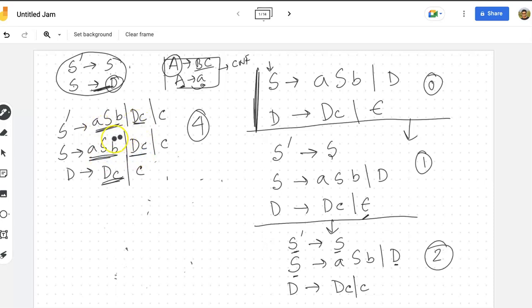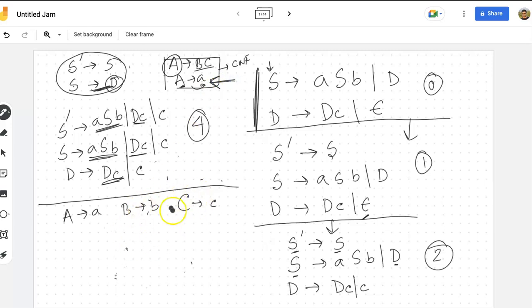So these are not in the CNF format, so we need to change. How to change? Let's define another rule. For this small a, small b, small c, let's define a single rule like this: capital A can go to small a, capital B can go to small b, and capital C can go to small c. So this is from a non-terminal to a terminal. So we are adhering to this CNF rule.